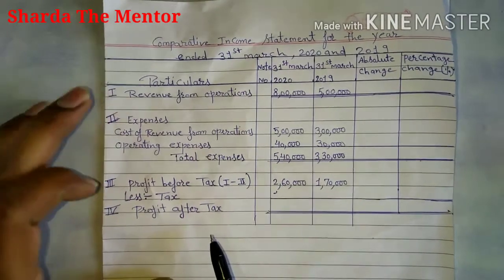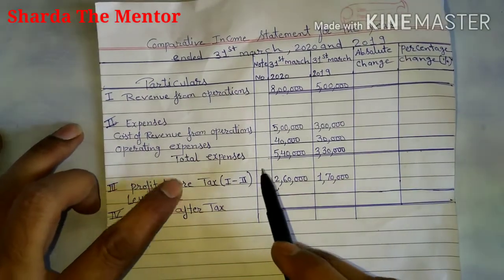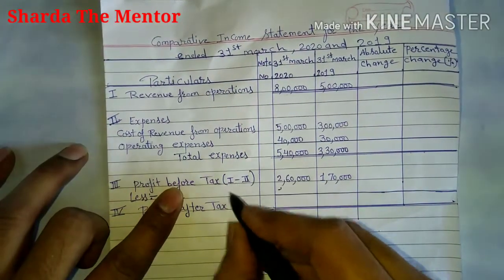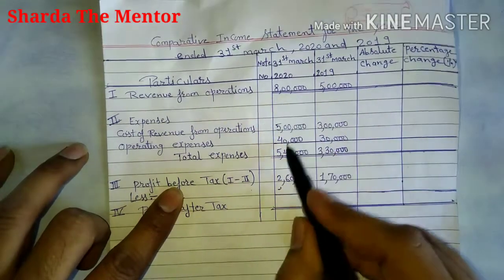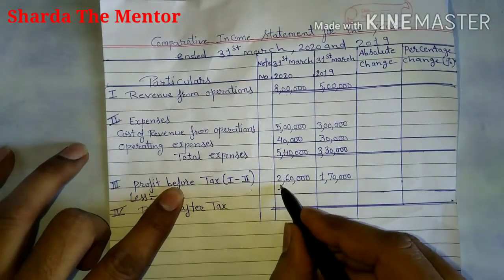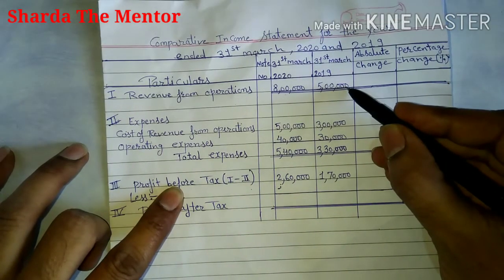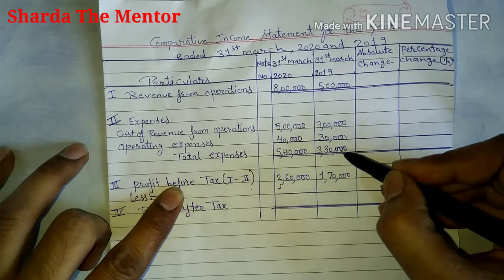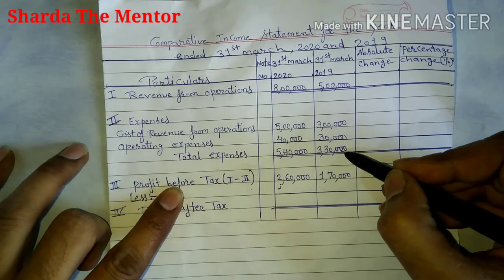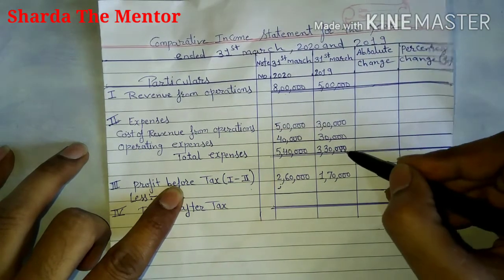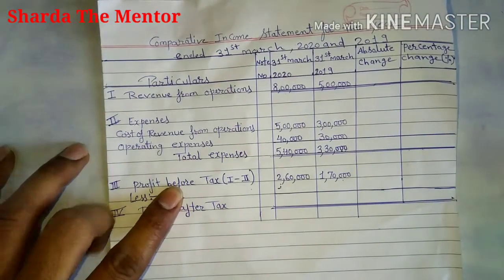So from the first and second, you deduct the second column from the first column. It means 8 lakh minus 5 lakh 40,000, so you will get 2,60,000. In the same way, 5 lakh is for 2019 and 3,30,000 is the total expenses given. So 5 lakh minus 3,30,000, that is 1,70,000.